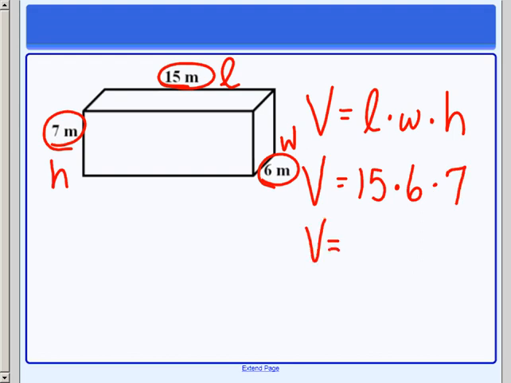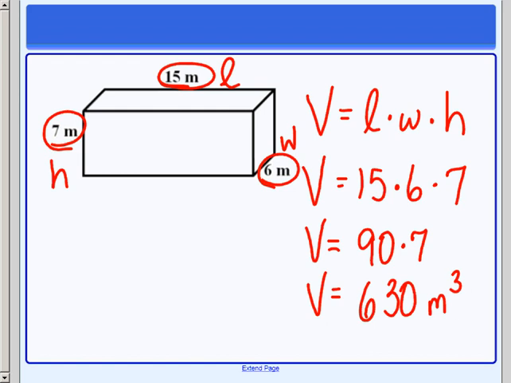And we're going to go ahead and multiply that. 15 times 6 is 90. And then when we do 90 times 7, we're going to get that our total volume is 630, and it's specifically going to be 630 cubic meters.